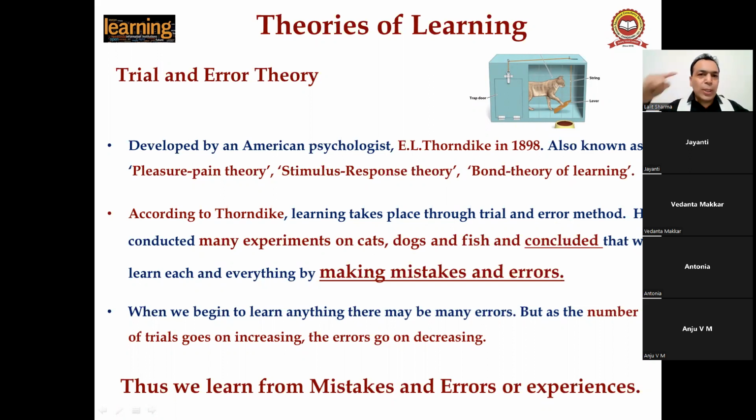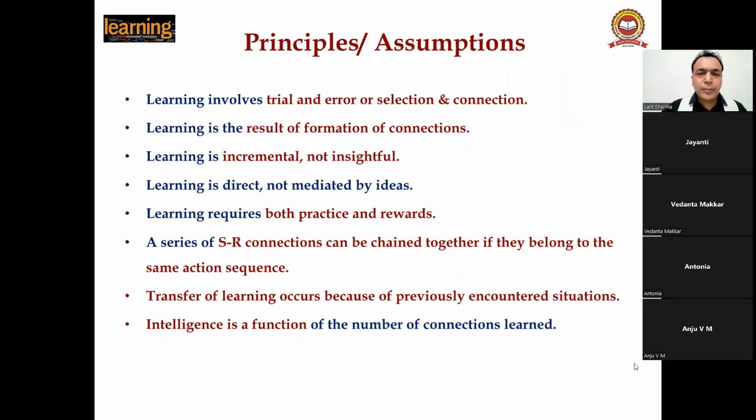So we have to practice, we have to do the practice. We can also say that practice makes a man perfect. It has also come from this theory, you can write it. So under this theory, we can say that we learn from making mistakes and errors or our experience, right, guys?